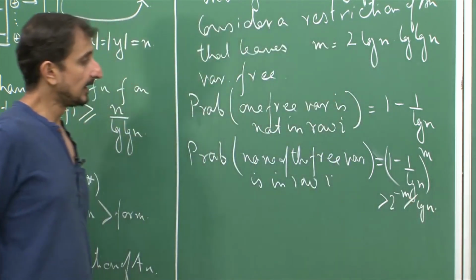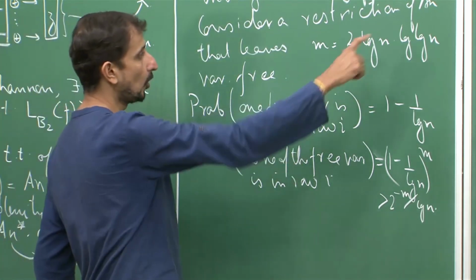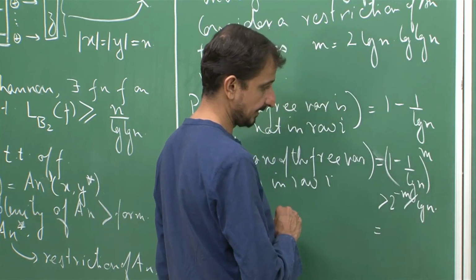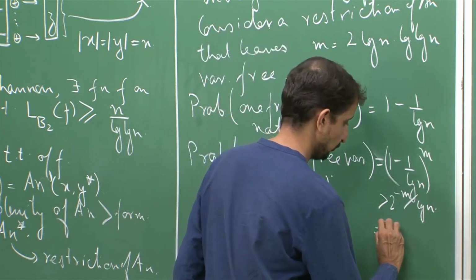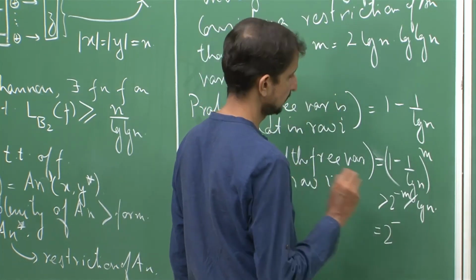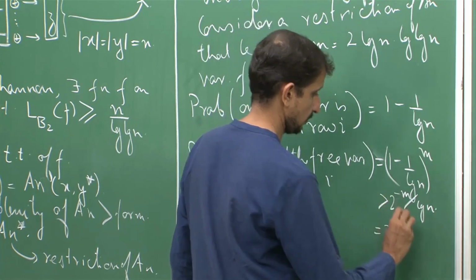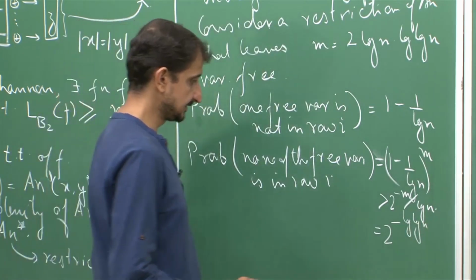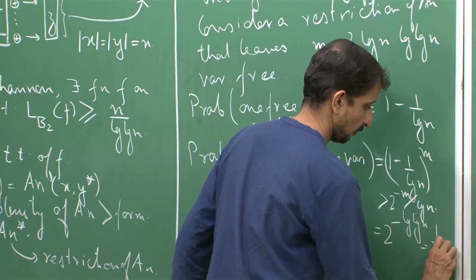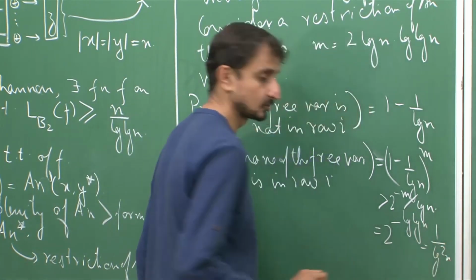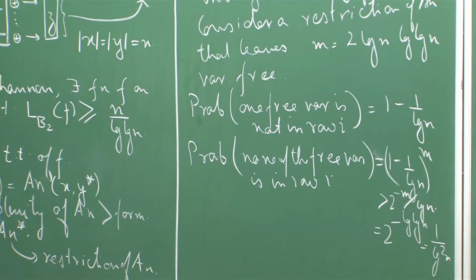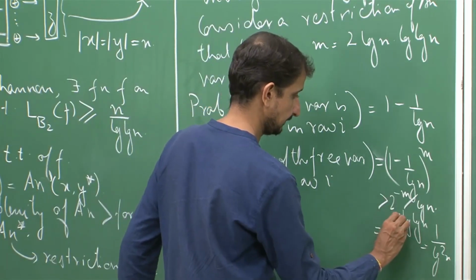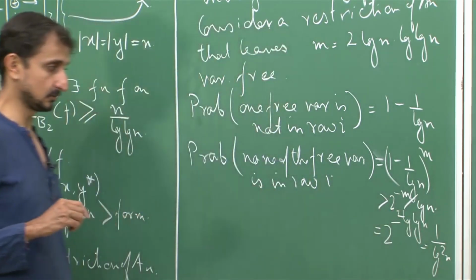Now, what is m? m is 2 log n times log n. So, if I substitute that value, I get 2 to the power minus 2 log n, and 2 to the power minus 2 log n is equal to 1 over n square. No, there is a 2 over here, that is why I get 1 over log square n.